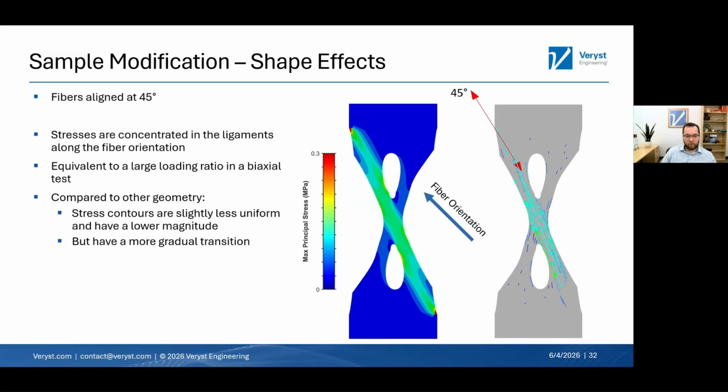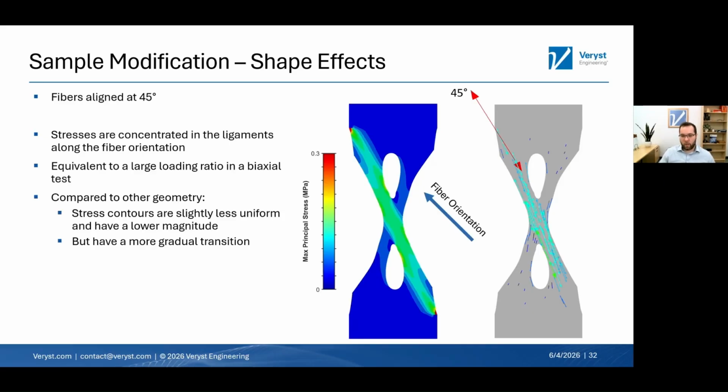With fibers aligned at 45 degrees, stresses are concentrated in the ligaments, again along the fiber direction. And this is equivalent to a large loading ratio in a biaxial test again. So it's very similar. The stress contours are slightly less uniform. They have a lower magnitude, but you have a more gradual transition.